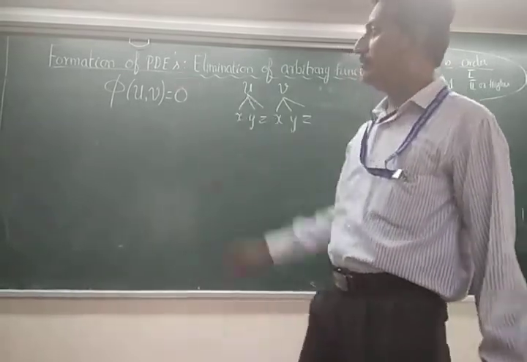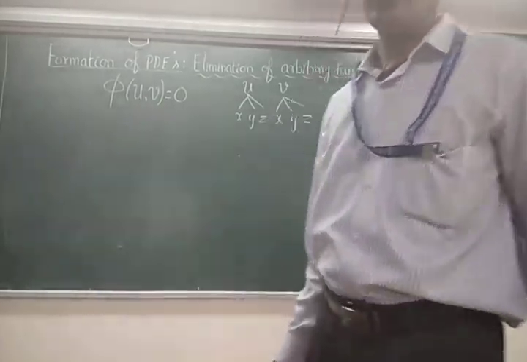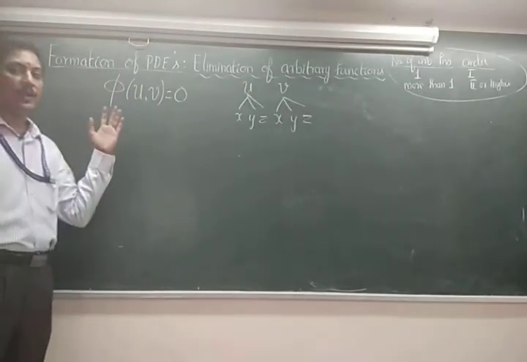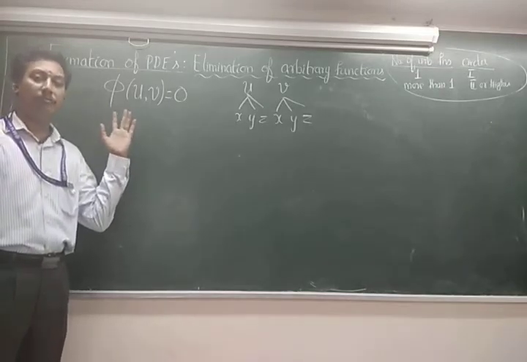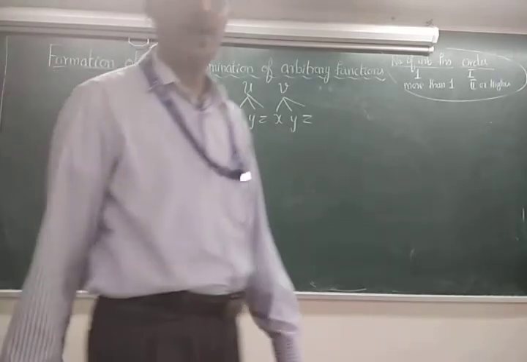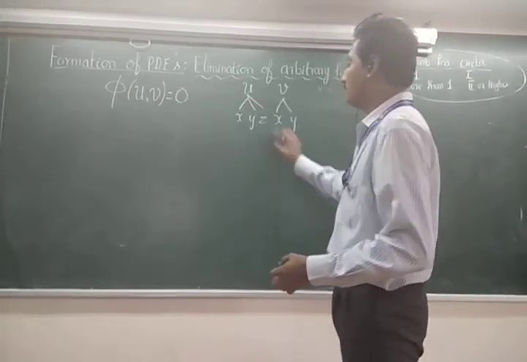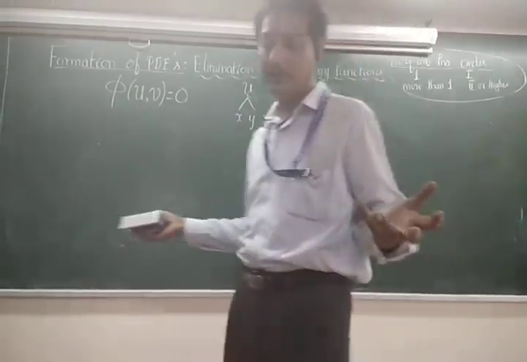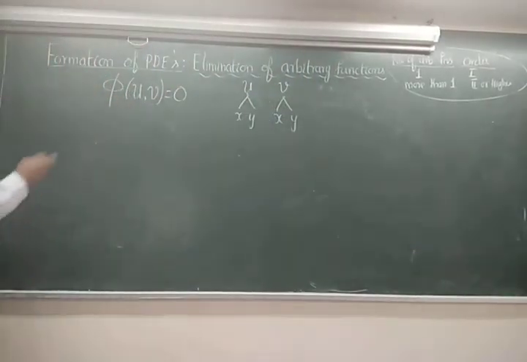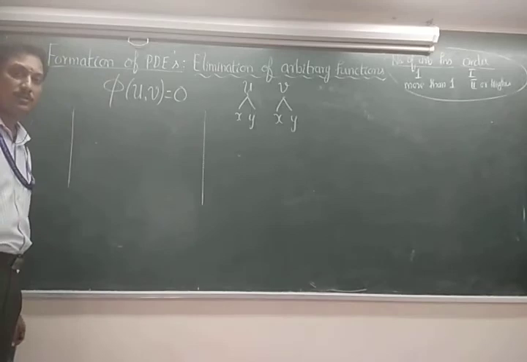So how do we eliminate the phi in the case of problems that look like phi of u comma v equal to 0? Let us see the example. Before that, how to eliminate the function phi from phi of u comma v equal to 0? Very simple concept. What about u and v? U and v are the variables, in terms of x, y, or maybe z. Z is a function of x and y. We already know. So the elimination of phi from this is a very simple concept that you already know.